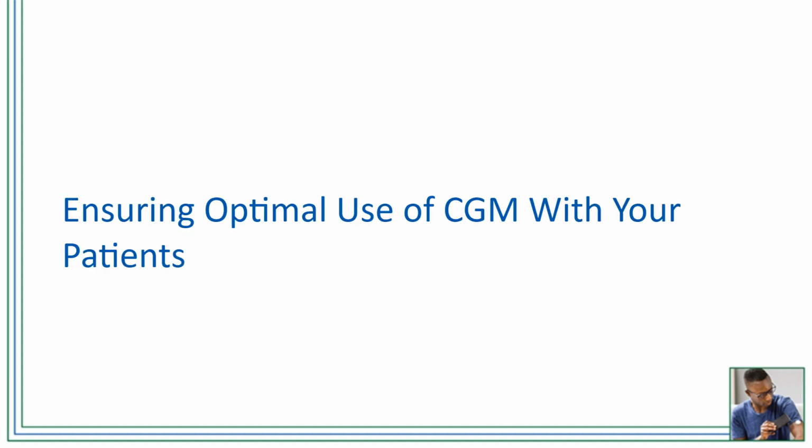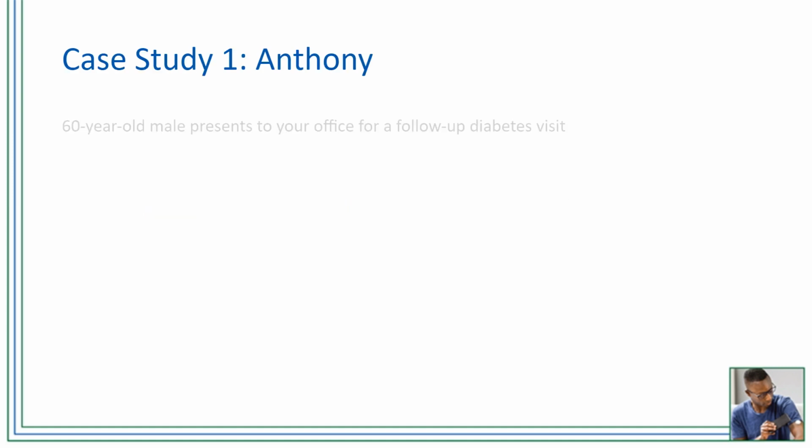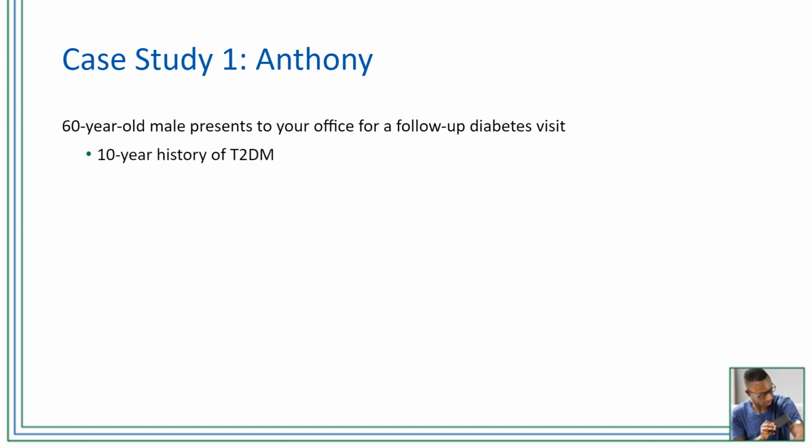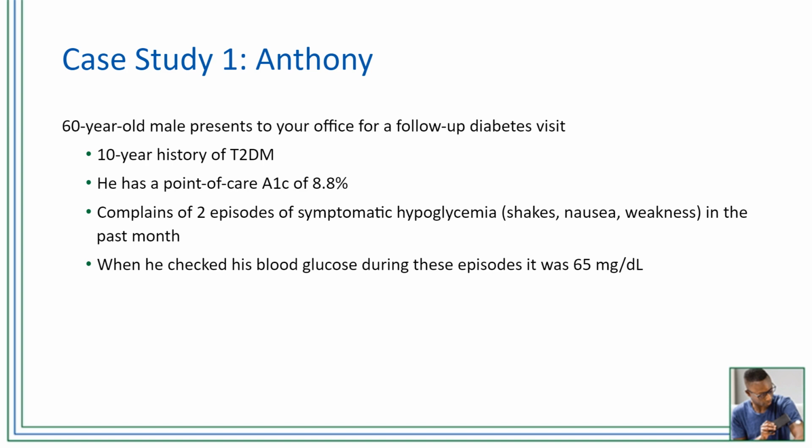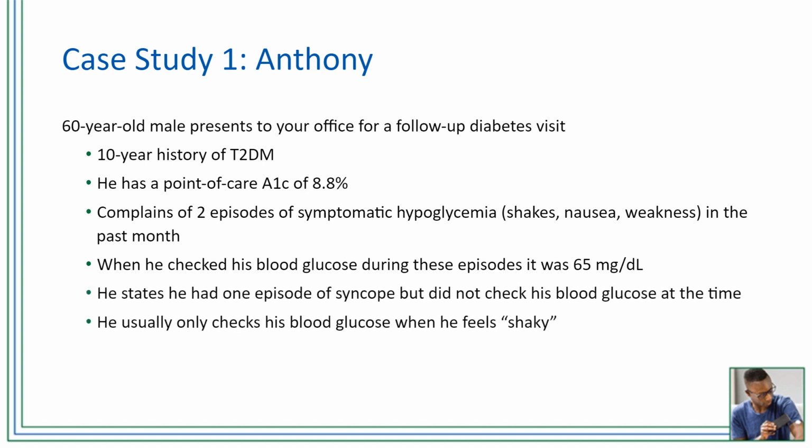Okay, so using CGM with your patients. Let's walk through a case study real fast. Anthony is a 60-year-old male who presents to your office for a follow-up diabetes visit. He has a 10-year history of type 2 diabetes. His point of care A1C that day is 8.8%. He complains of 2 episodes of symptomatic hypoglycemia in the past month: the shakes, nausea, weakness. He checked his blood glucose during these times and it was about 65. He states he also had 1 episode of syncope, but he did not check his blood glucose at the time.